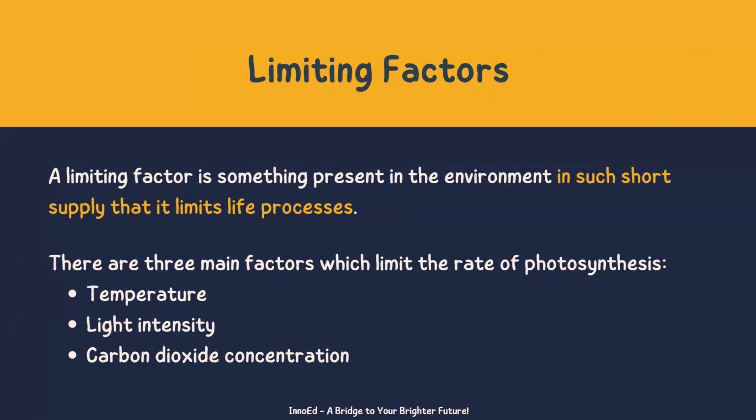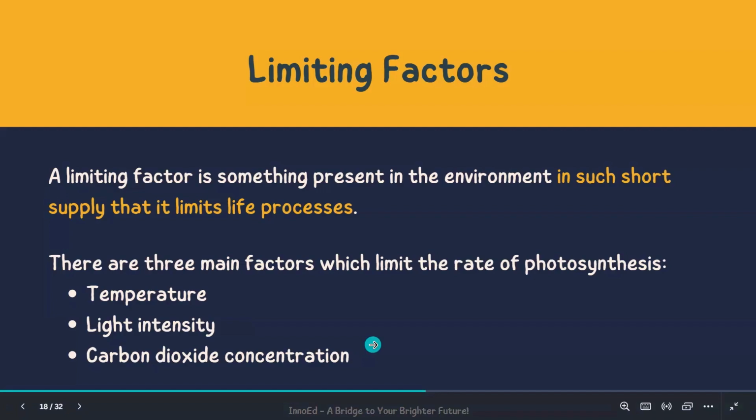Now, let's look at the part on limiting factors. What is a limiting factor? A limiting factor is something present in the environment in such short supply that it limits life processes. So, what are the main limiting factors for photosynthesis? Those are temperature, light intensity, and carbon dioxide concentration.